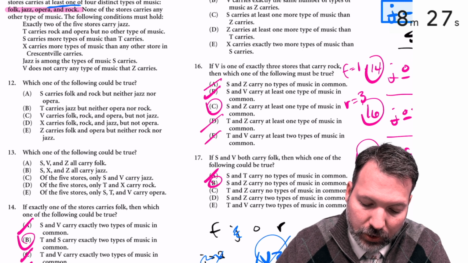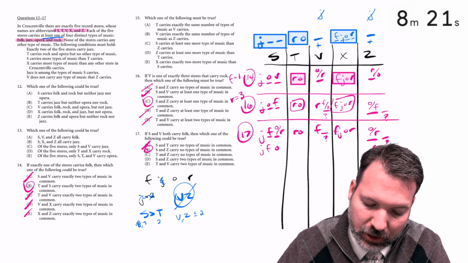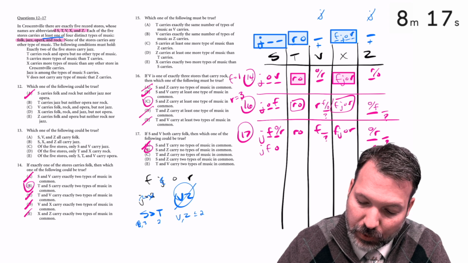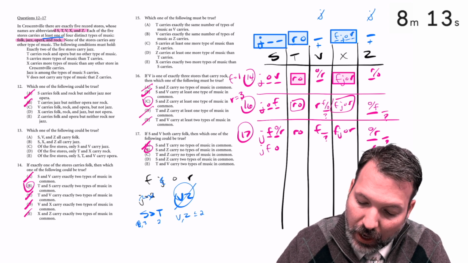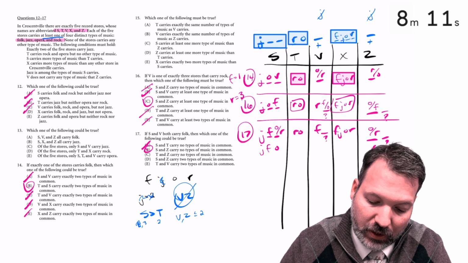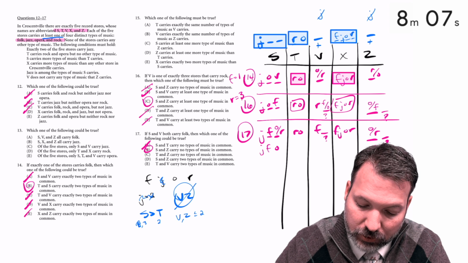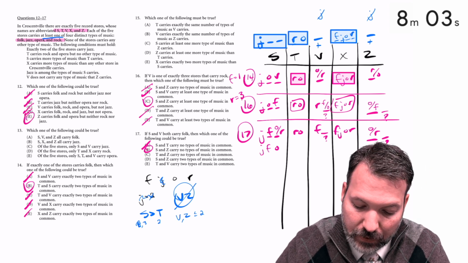Which one of the following could be true? S carries folk and rock, but neither jazz nor opera? No, because S carries 3 things. T carries jazz, but neither... No, T can't ever carry jazz. V carries folk, rock, and opera. That's way too many things for V. V was maxed out at 2 items. X carries F, R, J, but not O. Nope. X has to carry all 4, so that's E.